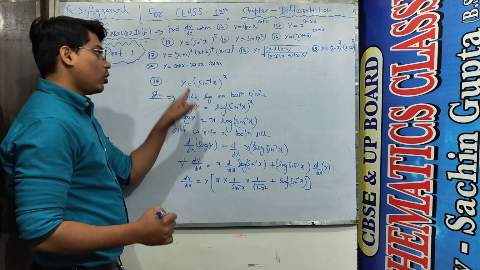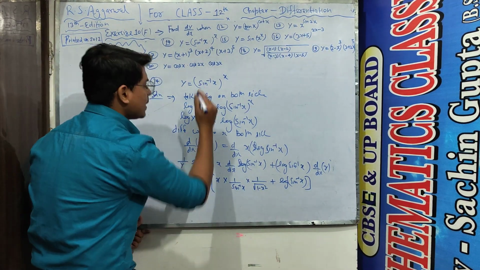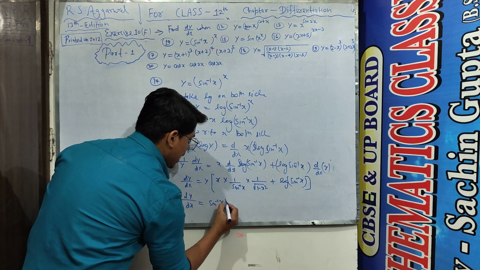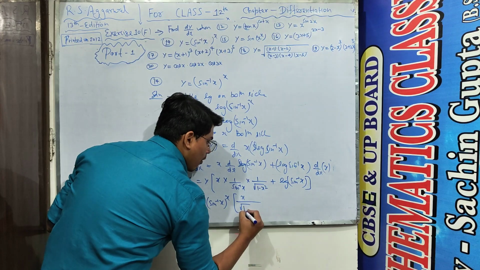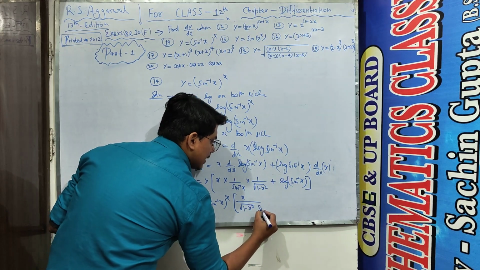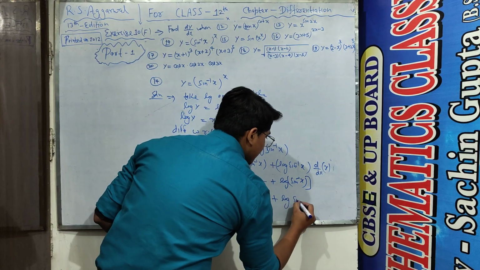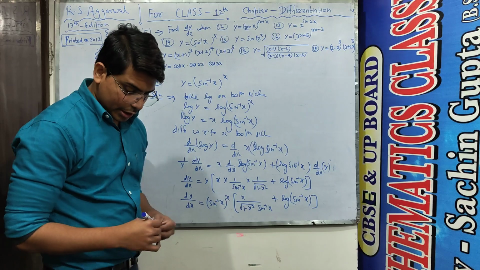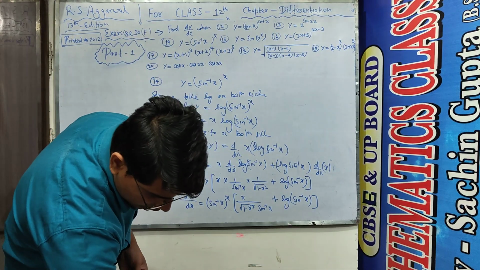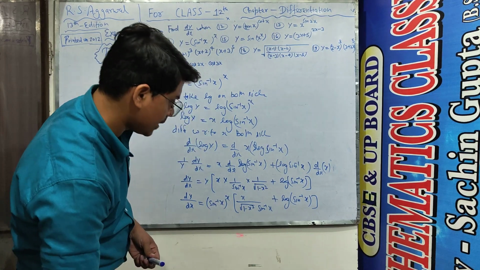Now student, I put the value of y which is given in the question, that is sine inverse x whole power x, and this becomes x upon under root 1 minus x square, and sine inverse comes as well, and I write log sine inverse x as well. This is our answer of question number 14. You can match it on your answer sheet: sine inverse x to the power x, times log sine inverse x, x upon sine inverse x.